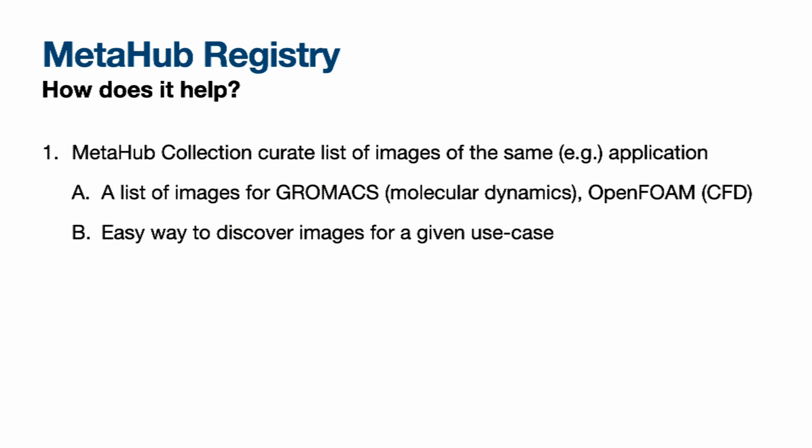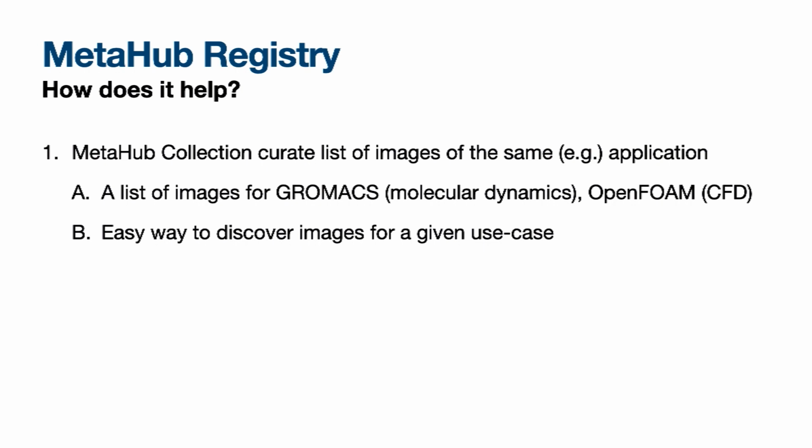And how does it help? The MetaHub collection creates lists of images for the same application, say GROMACS or OpenFOAM or PyTorch, and we can use this information to pick the best image for the job. Using the annotations that are defined within the image and within the collection, we can then discover the best images for a given use case.